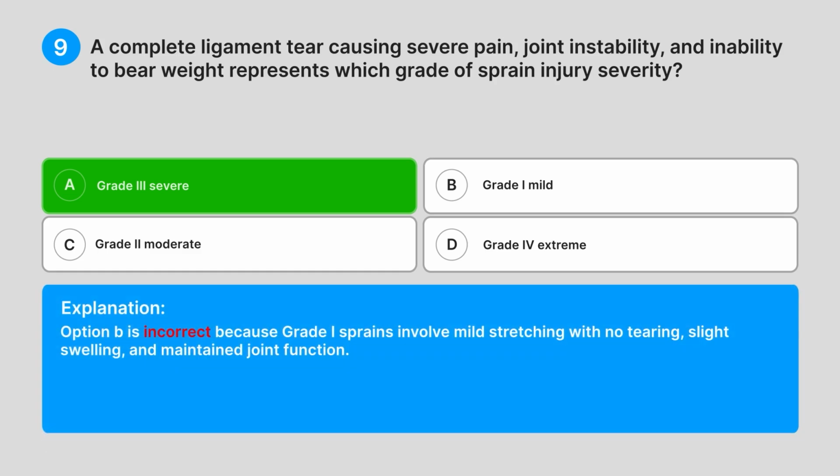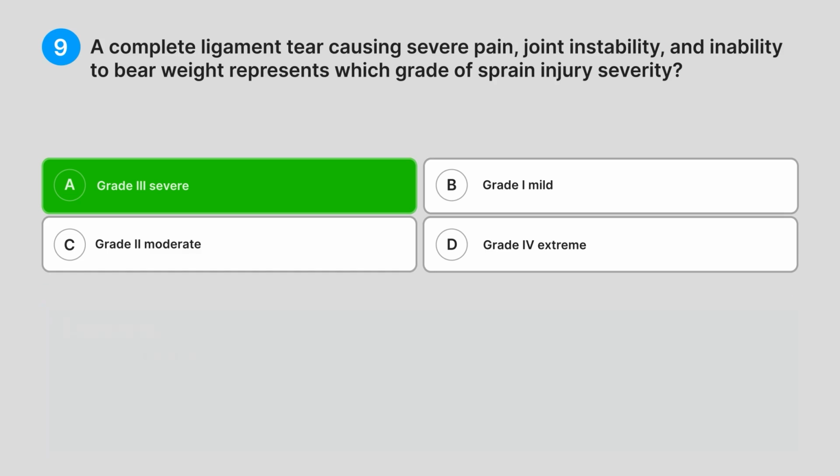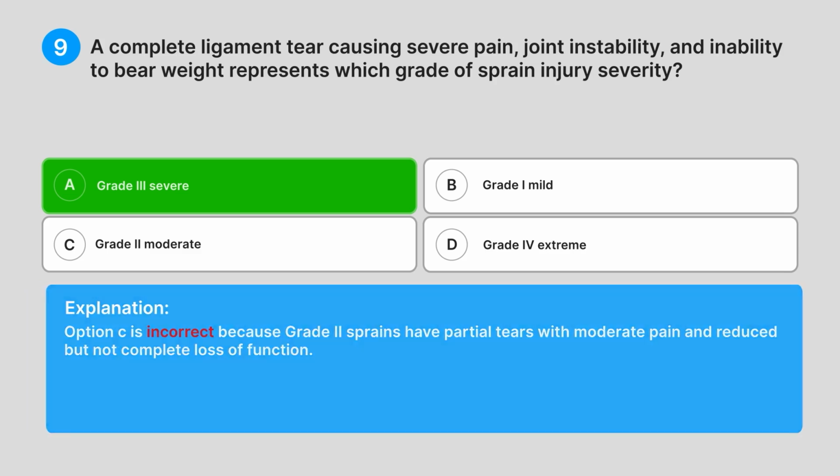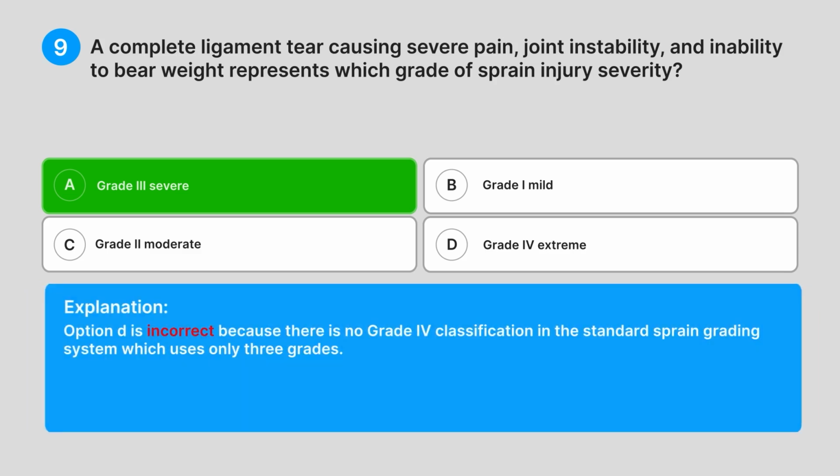Option B is incorrect because grade 1 sprains involve mild stretching with no tearing, slight swelling, and maintained joint function. Option C is incorrect because grade 2 sprains have partial tears with moderate pain and reduced but not complete loss of function. Option D is incorrect because there is no grade IV classification in the standard sprain grading system, which uses only 3 grades. Let's explore the most severe type of ligament injury, a grade 3 sprain.